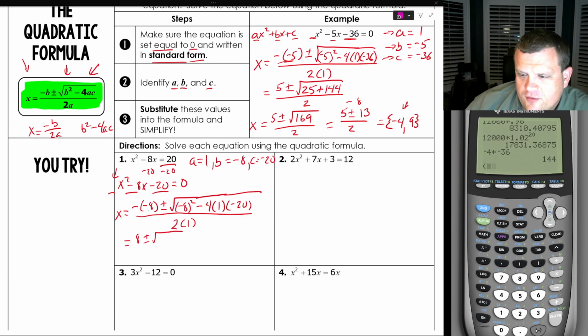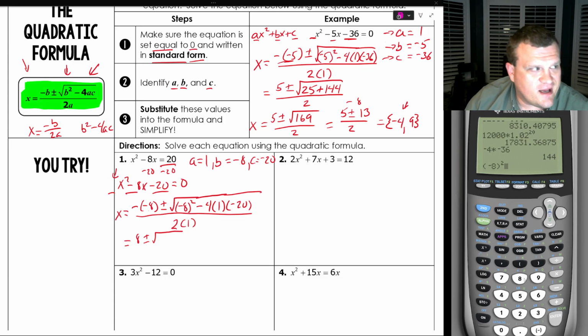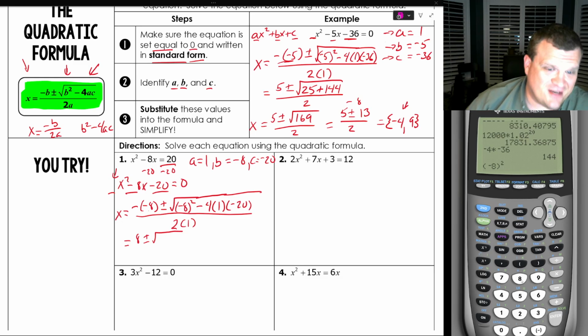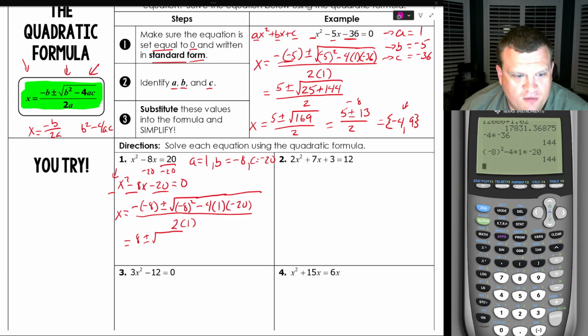We want to do -8 in parentheses squared. If you don't put it in parentheses, your calculator will misread that negative as a coefficient, and it'll keep it negative, and it shouldn't be. And then we would say -4 times 1 times -20. So your calculator can handle this in one hit. So what's under the radical is just going to be 144.